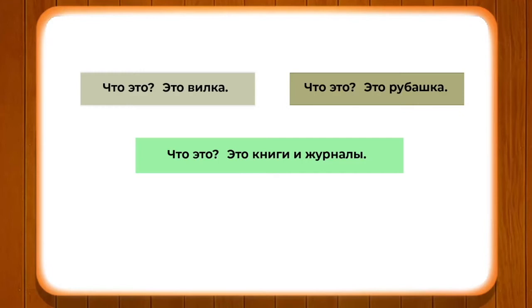So instead of using the singular, we are now changing into plural. Это книги и журналы. Books and journals.